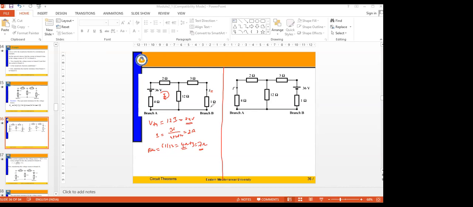Forget about this one. This is already removed, right? This is RL. These are the terminals A and B, right? Yes, sir. So only the elements we have are these two. 6 parallel 12: 6 into 12 by 18, that's 4, right? So 4 plus 3, you get 7 ohms, right? Is that fine?